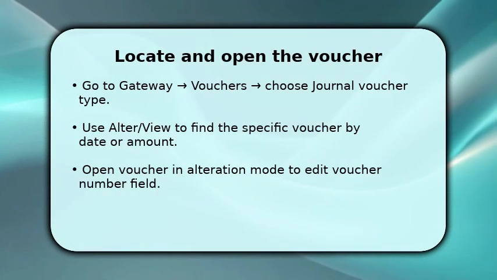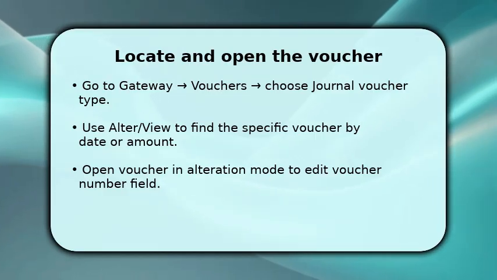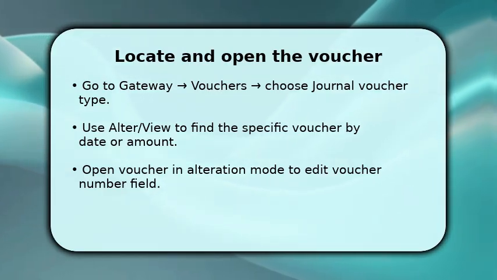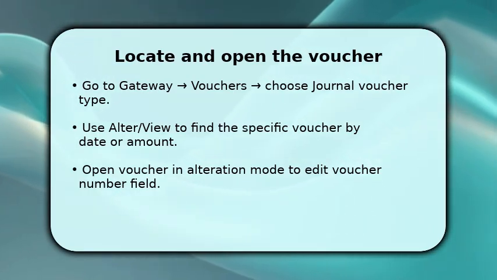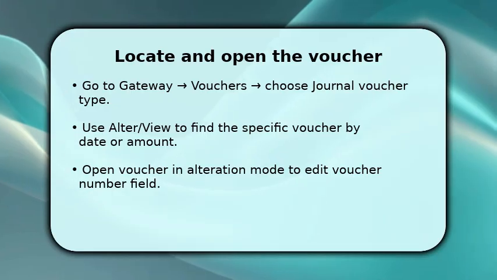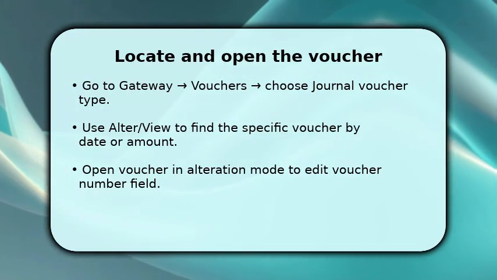Now you locate the journal you need to renumber. From Gateway, go to Vouchers and select the journal voucher type because that filters only the entries you need. Next, use Alter or View to search by date, ledger, or amount until you find the exact voucher. Accuracy matters, so you don't edit the wrong record.